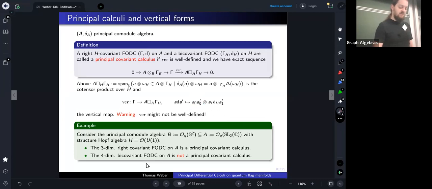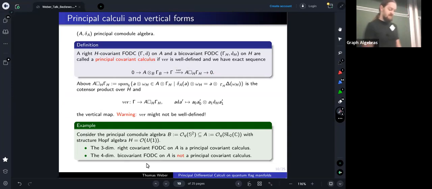We get two parts in H where we apply the differential. So this will now be something in gamma H. The problem is this map doesn't always make sense. So you have to make sure that this is a well-defined map. And if it is, and if you have an exact sequence here, we call our calculi a principal covariant calculus.